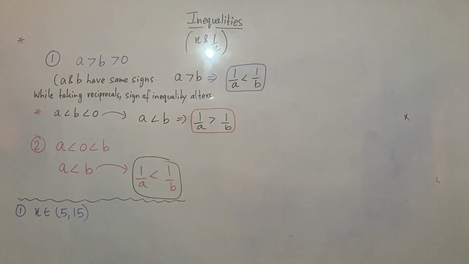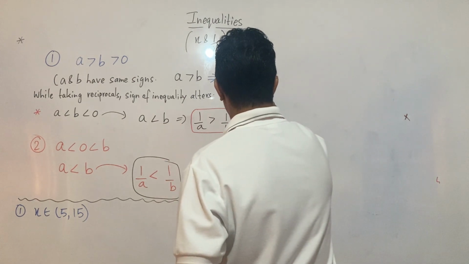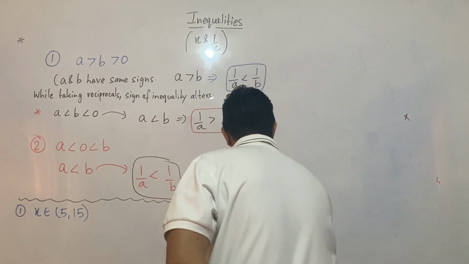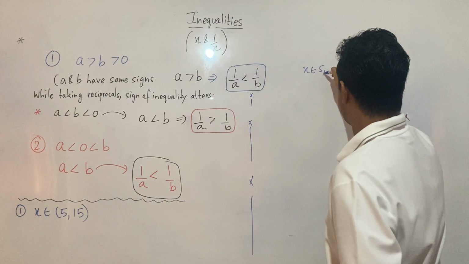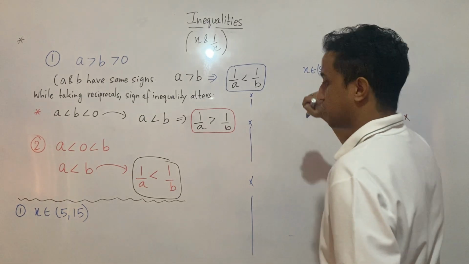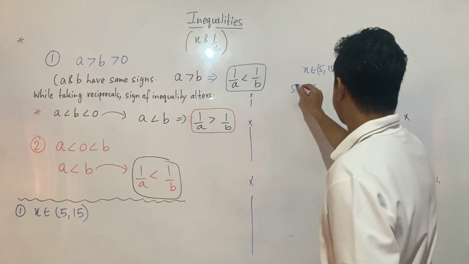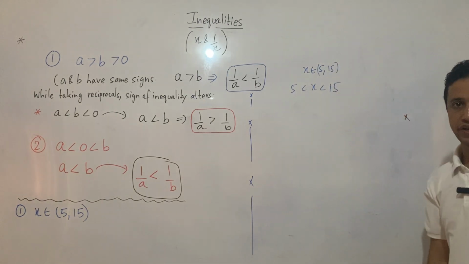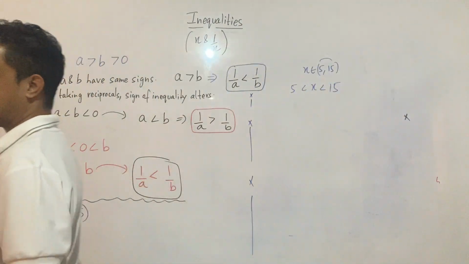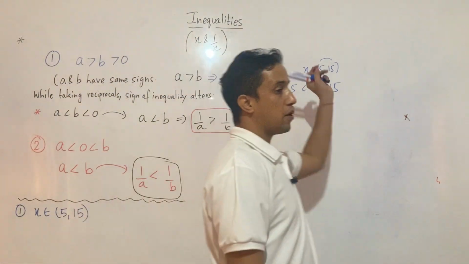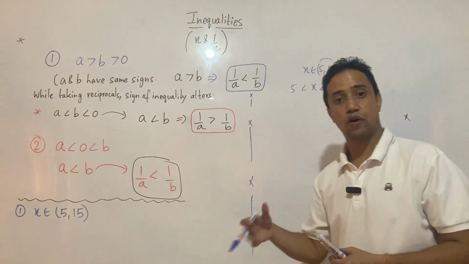Okay, 5 to 15. So now see here, if my x belongs to the open interval 5 to 15, what does it mean? It means x lies between 5 and 15. I hope you agree, right? Now 5 to 15, it's a positive interval. What does it mean? All the possible values that x could take are going to be positive.